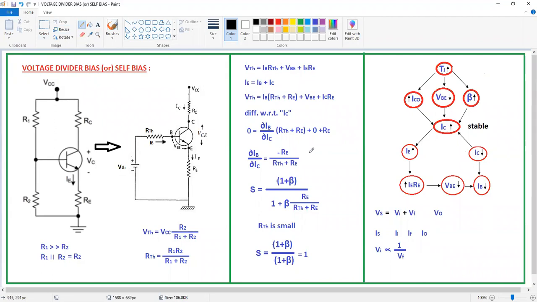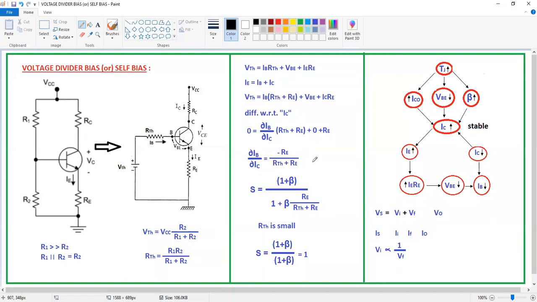Now, what will happen to the stability factor? Whether it is maintaining 1 or not. See here, for that I am taking this equation and differentiating it with respect to IC. Differentiation of VTH, nothing but a constant, will become 0, is equal to dou IB by dou IC into RTH plus RE. Now VBE is constant. When you are determining the stability factor S, the input voltage and beta factors are constants. So the differentiation of this constant is 0, plus dou IC by dou IC is 1 into RE. Now from this equation, dou IB by dou IC is equal to minus RE by RTH plus RE.